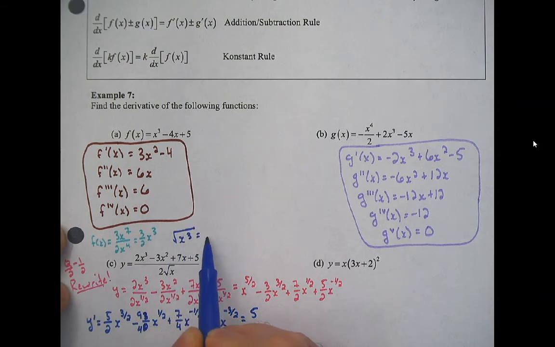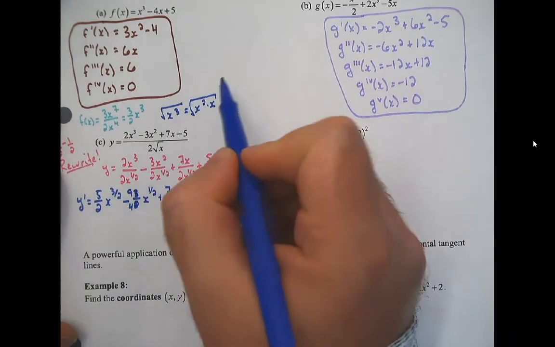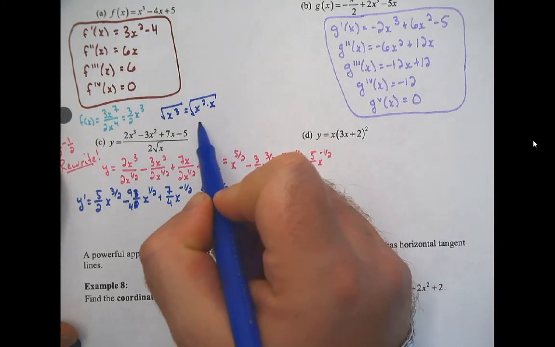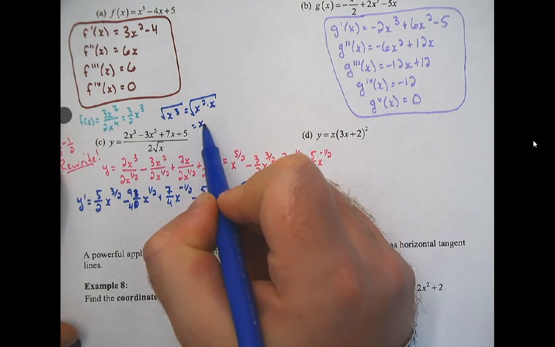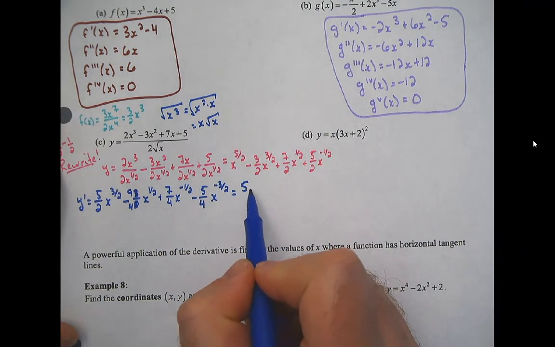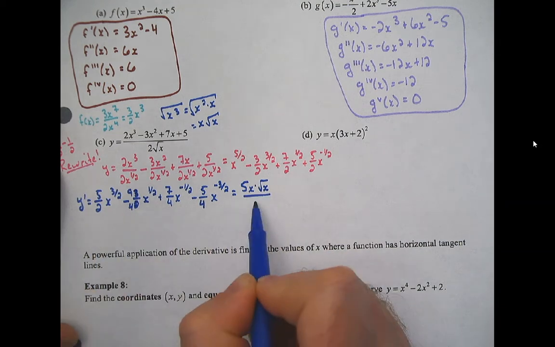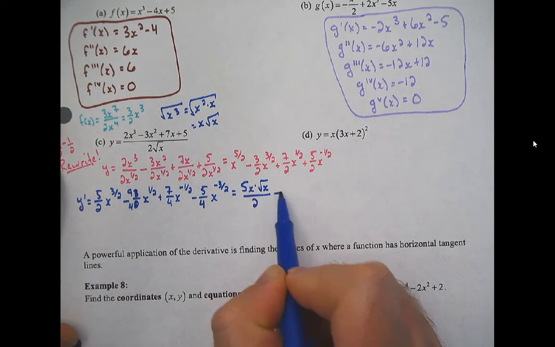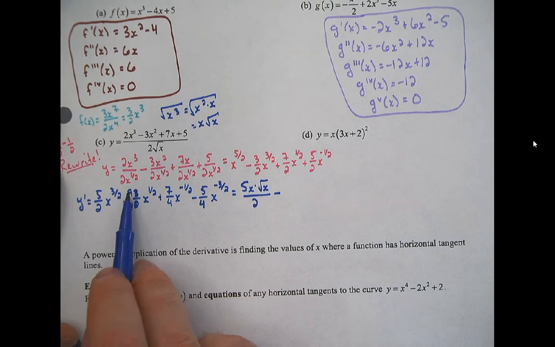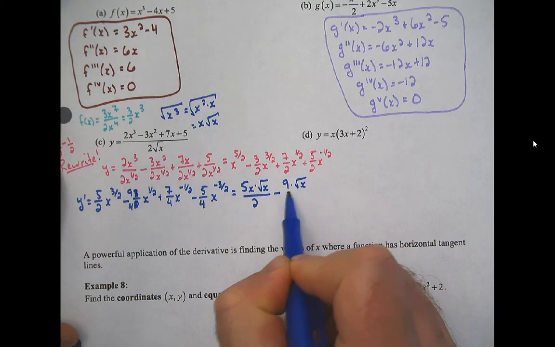I'm going to break that up into x squared times x, which means that x squared escapes and becomes an x, and the other x is left inside. So that would be 5x times root x over 2, minus, okay, this is going to be a 9. That's going to be square root of x over 4.